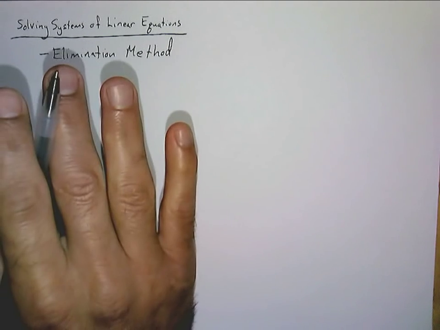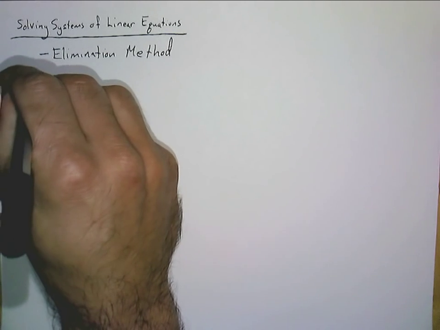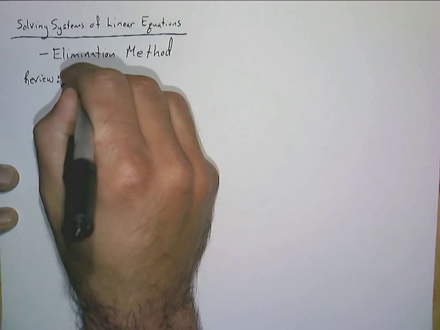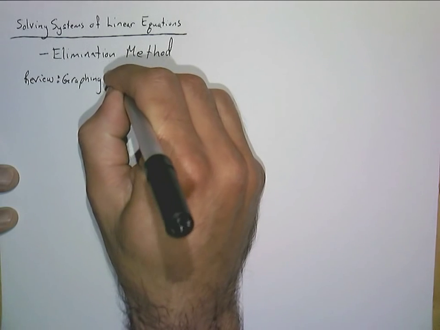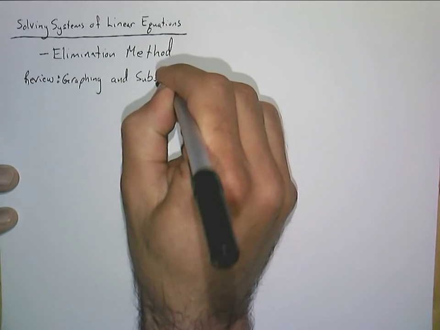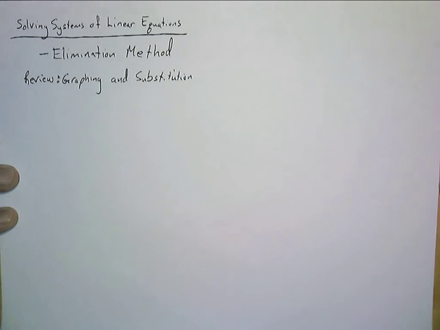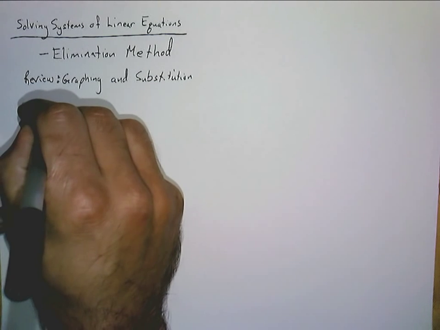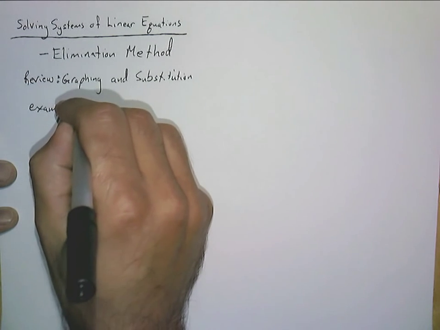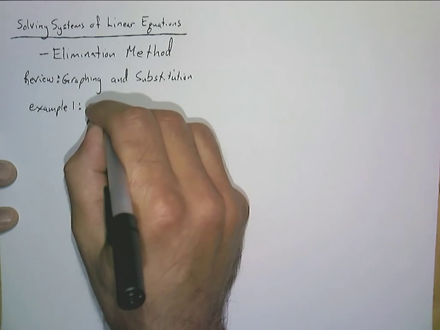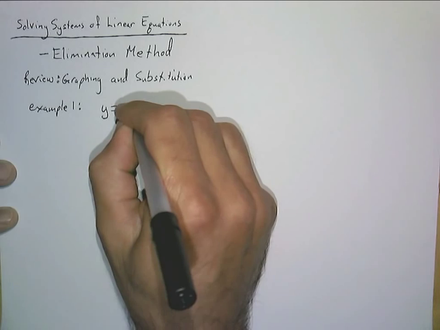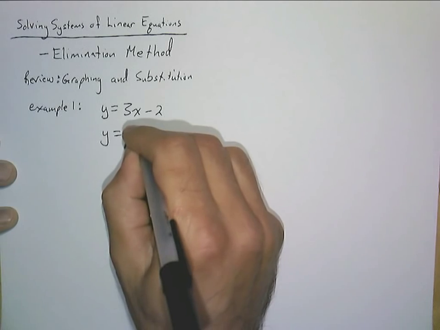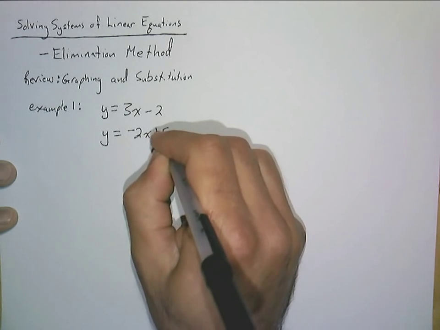But first, before we get to that, let's review just a little bit of what we've already covered. So first, we're going to review solving by graphing and the substitution method. Let's go over one quick example, example 1. The system is going to be y is equal to 3x minus 2, and the other one will be y is equal to negative 2x plus 8. That sounds good.